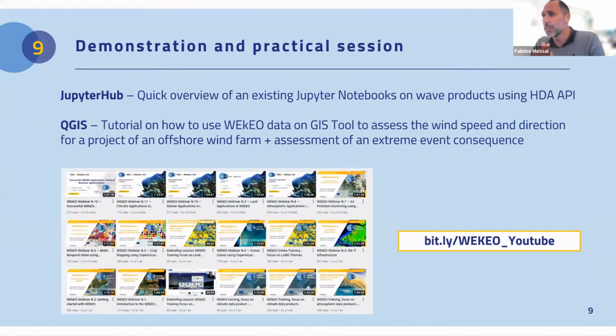After this presentation, I will move to a short demo and practical session. I will give you a quick overview of an existing Jupyter notebook available on the WEkEO platform. This is a notebook on wave products using our HDA API. And then Aurélien will give you a tutorial on how to use WEkEO data with a GIS tool, QGIS, to assess the wind speed and direction for a project, for example an offshore wind farm, and the assessment of an extreme event's consequences.